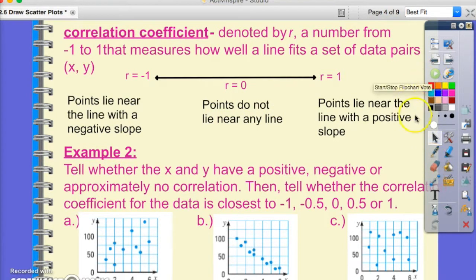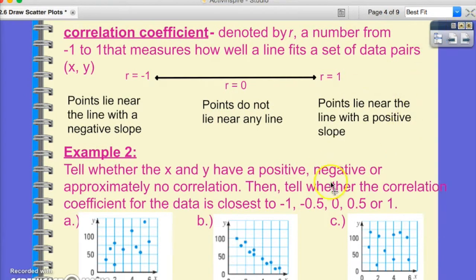Now, what that means for this next one, let's take a look at that with example 2. It says, tell whether the x and y have a positive, negative, or approximately no correlation. Then tell whether the correlation coefficient for the data is closest to -1, -0.5, 0.5, or 1. Now, where did we get the -0.5 and +0.5? If it's not perfectly a straight line, positive or negative, it's sort of in between. So let's take a look here.